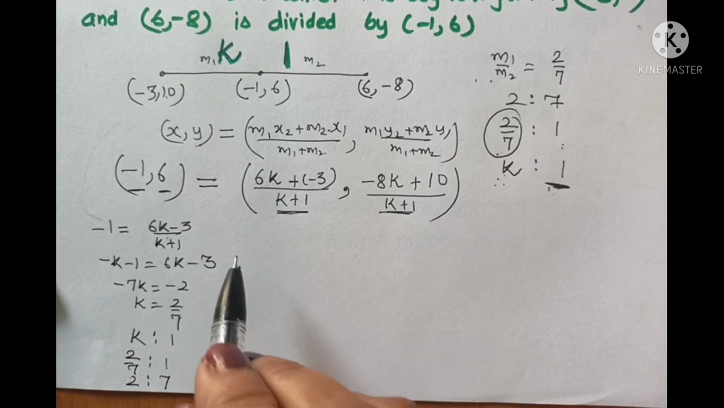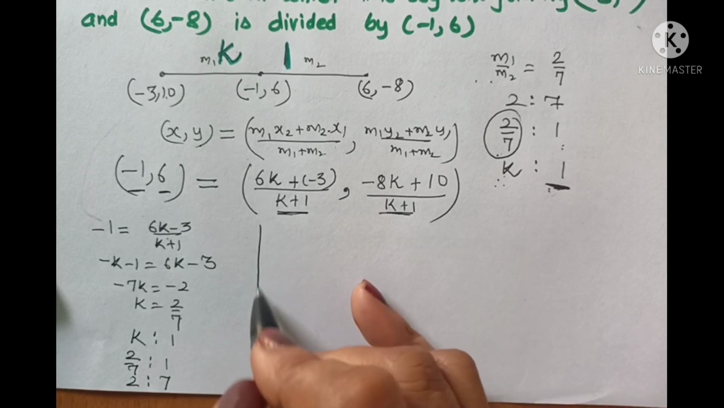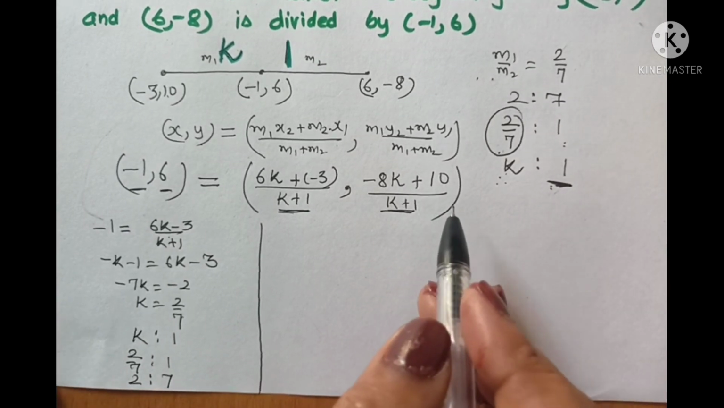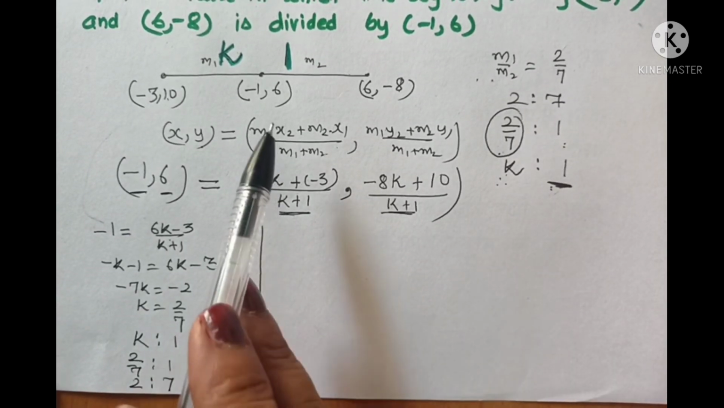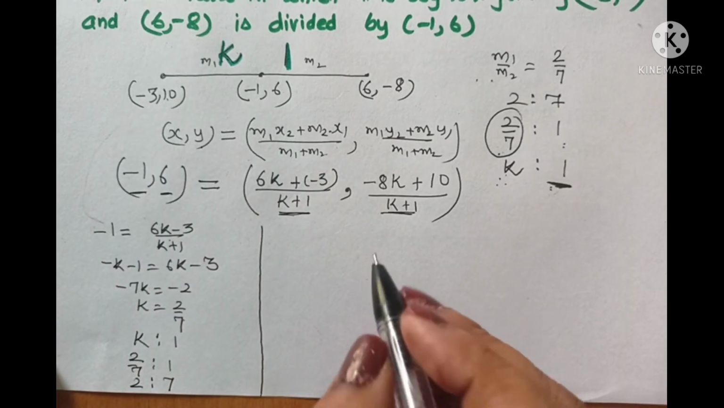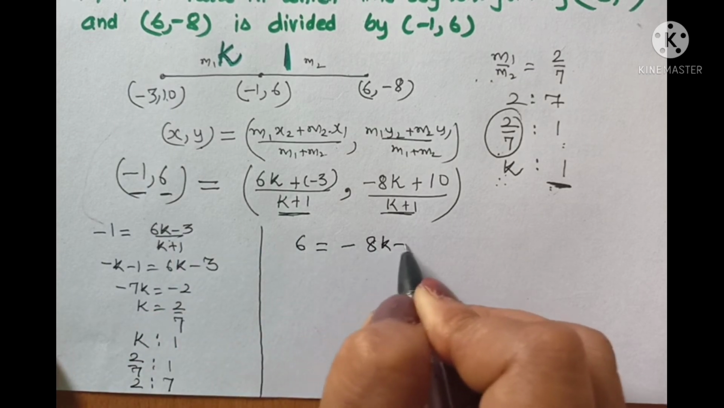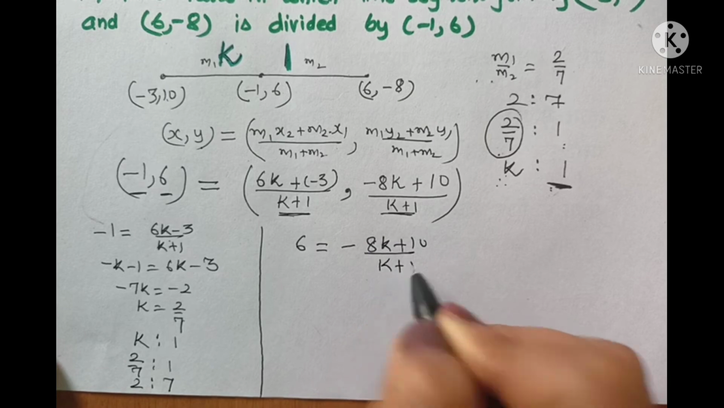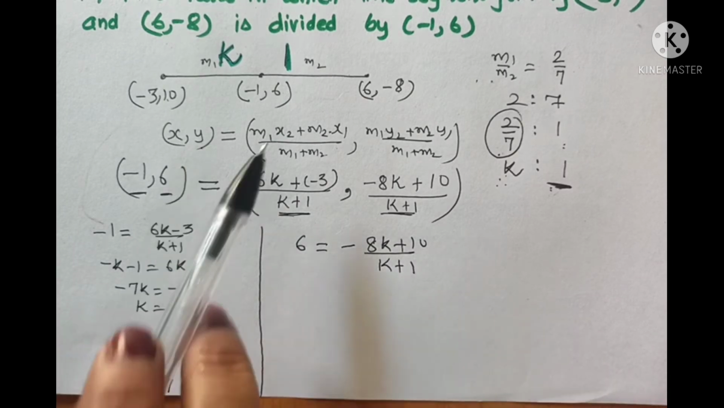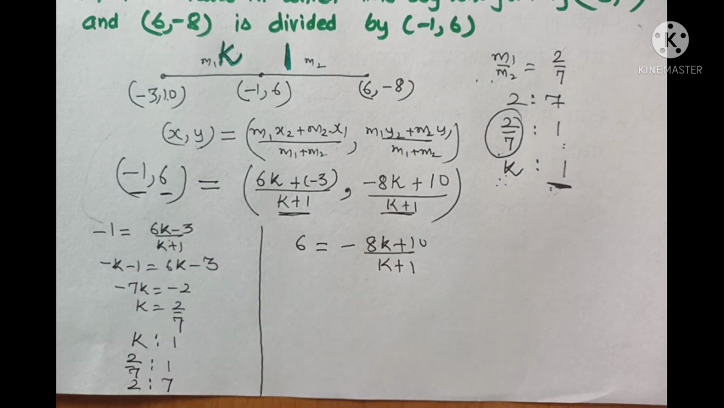Though I don't need to consider the y coordinate, if you want to check yourself, you can consider the y coordinate. The answer must be the same. And if the answer is not the same, it simply means that this point is not dividing this line segment in the given ratio k is to 1. So 6 is equal to (-8k + 10) upon (k + 1). In fact, you can use this fact also to find whether the points are collinear or not, whether (-1, 6) lies on the line joining this and this or not, using section formula.